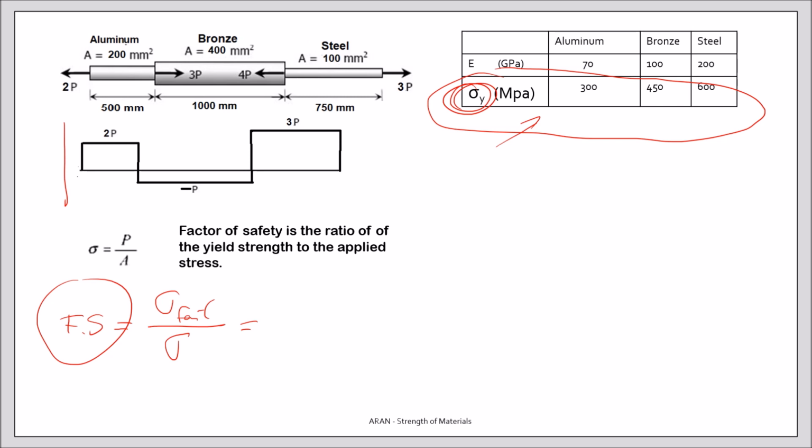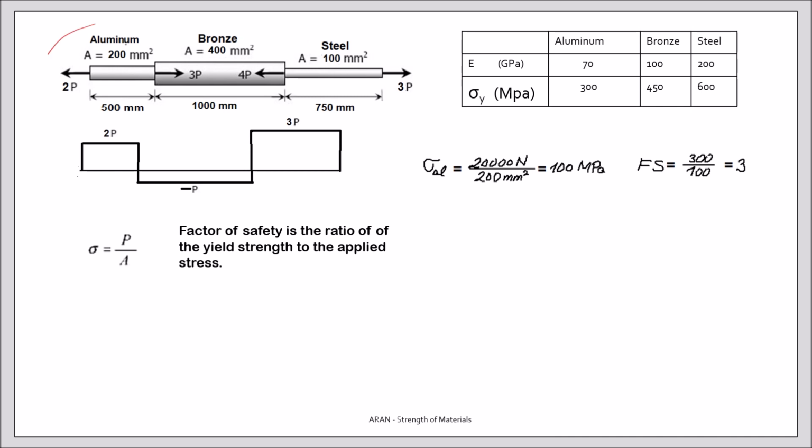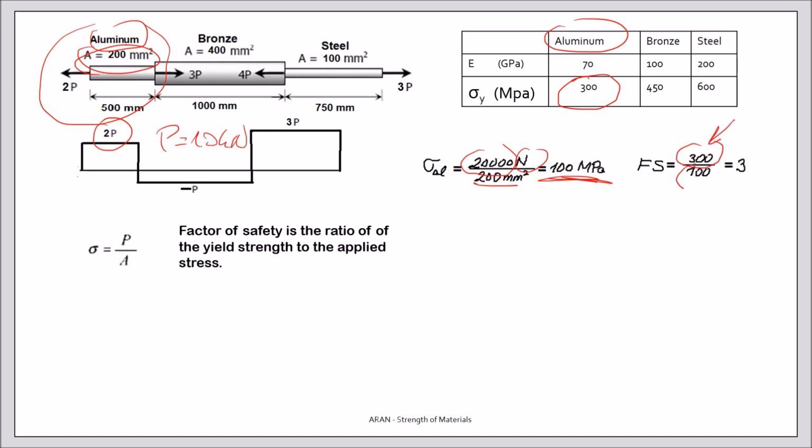I have to do this calculation for each section. Start with region 1. Here we have an aluminum. The acting force is 2P. P was 10 kilonewton, so 2P is 20,000 newton. In this region, the acting stress is 100. The material is aluminum. Its yield strength is 300. So 300, the fail stress, divided by the acting stress, is the factor of safety.